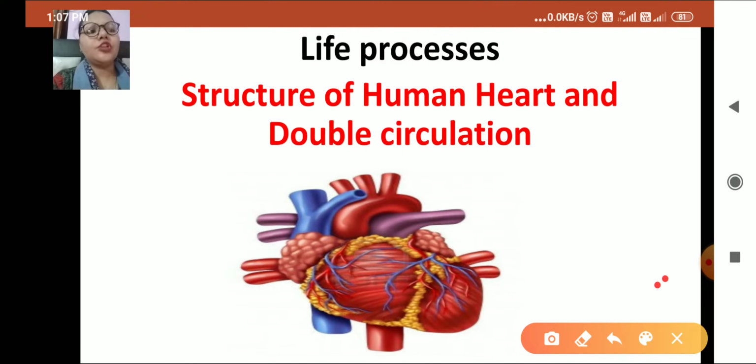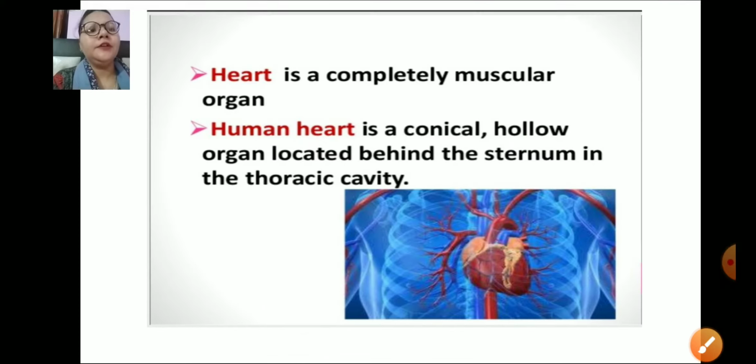Talking about the structure of human heart, heart is a completely muscular organ. And what is the location of heart? The human heart is conical, hollow shaped organ, and it is located in between the lungs, behind the sternum in the thoracic cavity. So this is the location of heart.